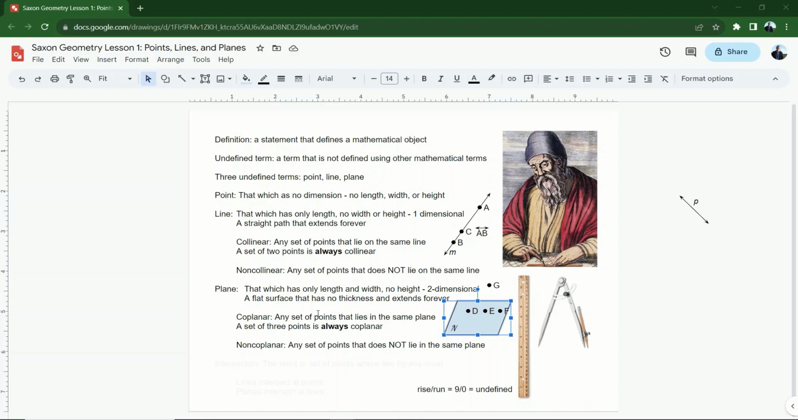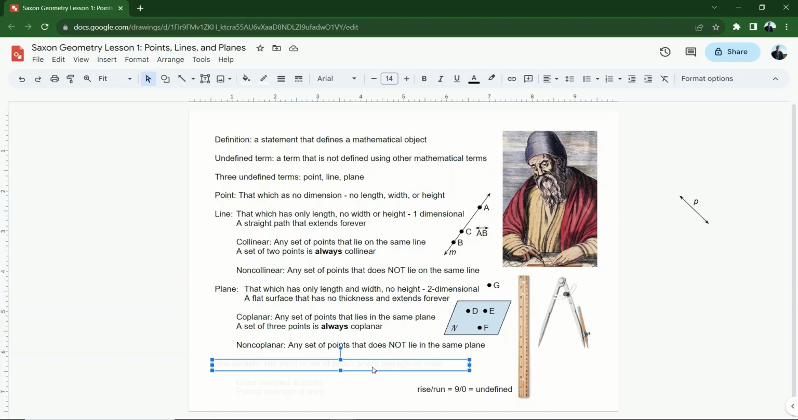In order to name a plane, you need 3 non-collinear points to define the plane. Because if I have 3 collinear points, there's actually an infinite number of planes that pass through those 3 points. But if I have 3 non-collinear points, there's only one plane that will pass through all 3 of those points. I can't define more than one plane. And again, more on that later.